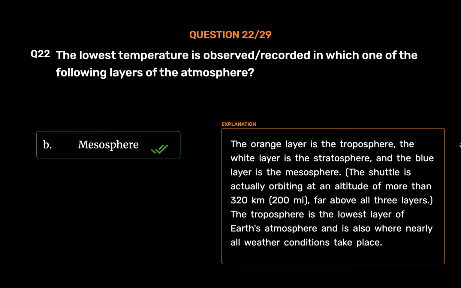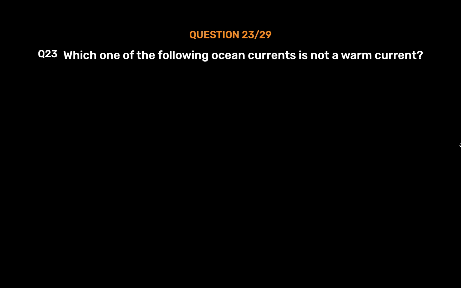Mesosphere. The orange layer is the troposphere, the white layer is the stratosphere, and the blue layer is the mesosphere. The shuttle is actually orbiting at an altitude of more than 320 kilometers, 200 miles, far above all three layers. The troposphere is the lowest layer of Earth's atmosphere and is also where nearly all weather conditions take place. Question number 23.